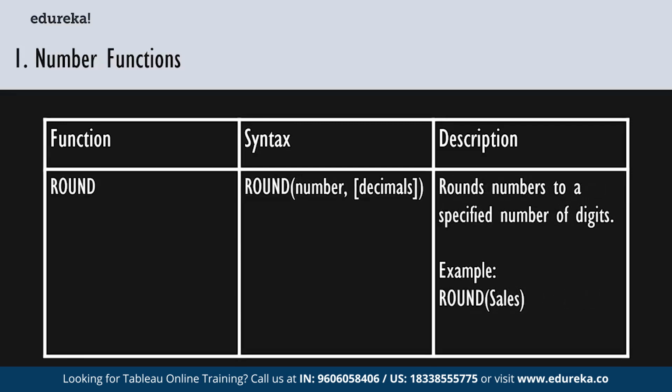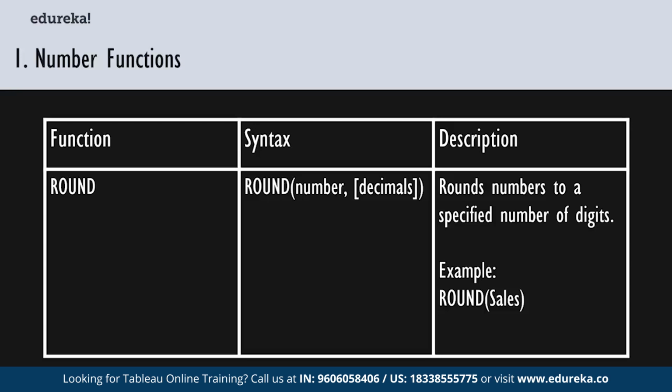Then we have round. So basically what this does is it rounds a particular number that you put in to a specified number of digits, right? The decimals argument specifies how many decimal points of precision to include in the final result. Now, if that part you decide to not fill anything in, the number is rounded to the nearest integer, right?